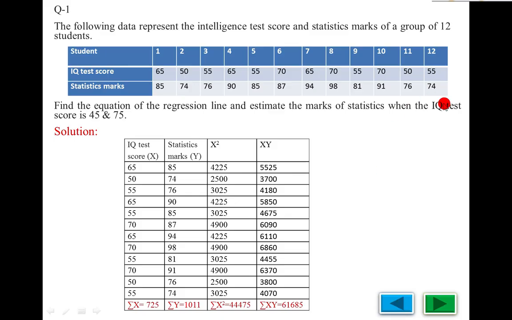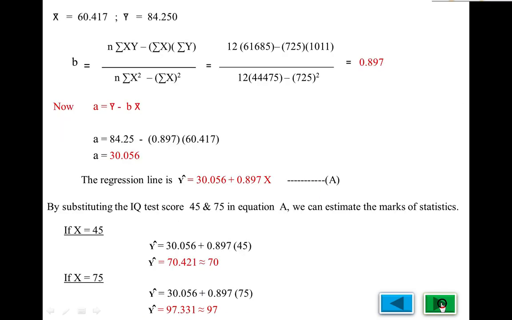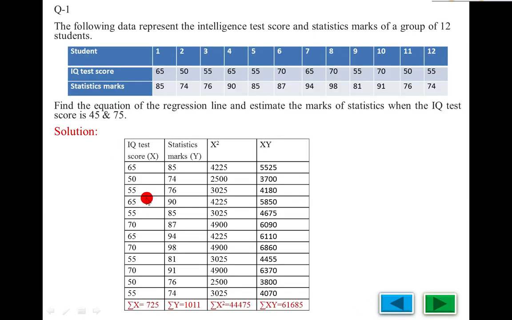After this, estimate the value of the dependent variable, the marks of statistics, with the help of IQ test scores 45 and 75. You can observe that 45 is not given in this data. You can also estimate the given values. Suppose you substitute the value 50, you will obtain the same as this value or approximately the same as this value of Y from this equation. If you substitute 50 in this equation, multiply by this plus this, you will obtain an estimated value, not exactly this value.